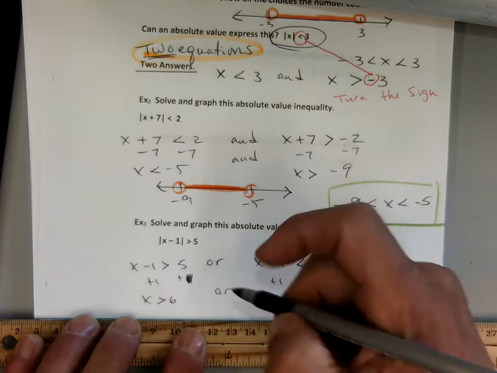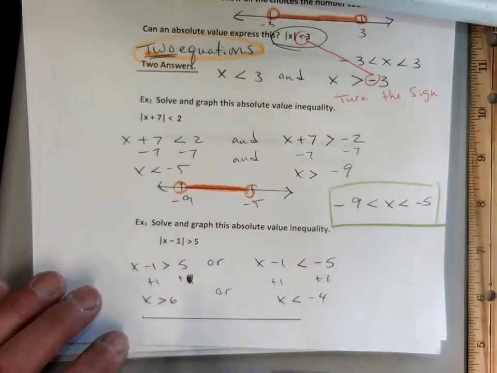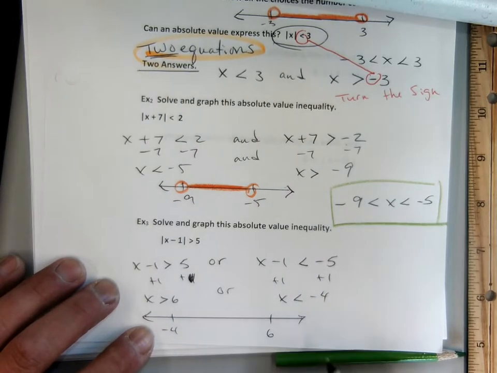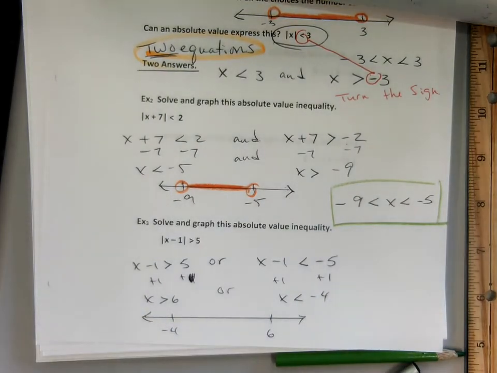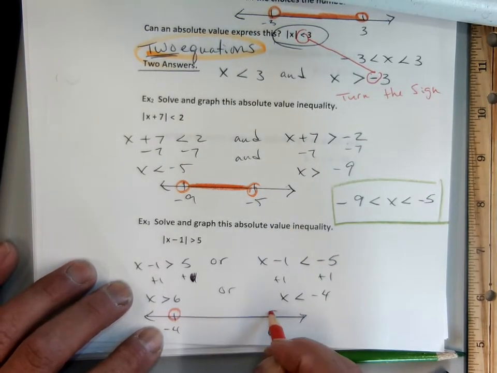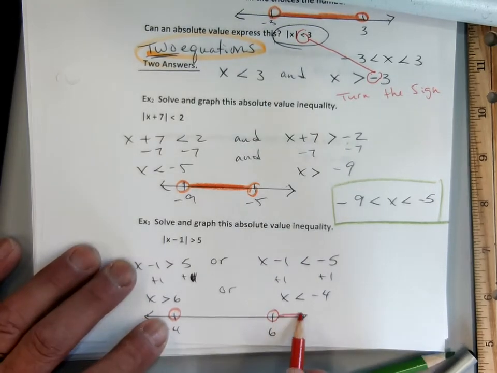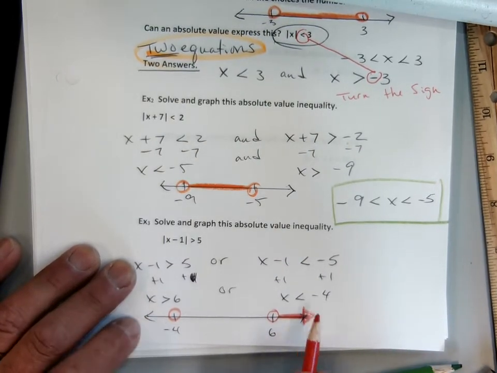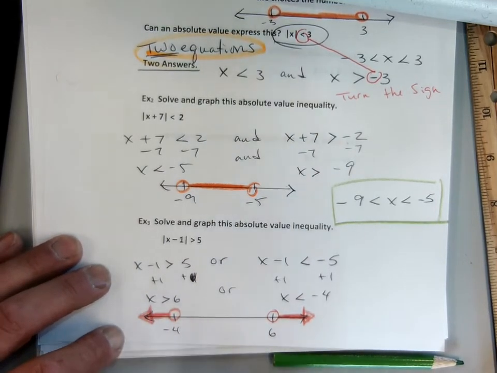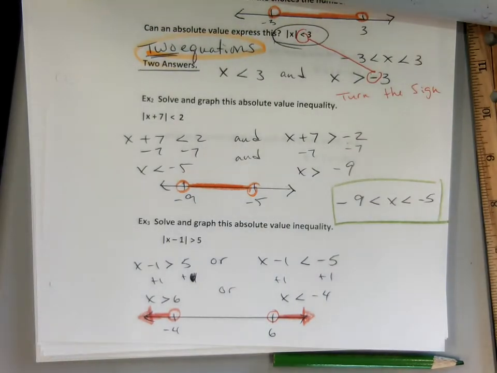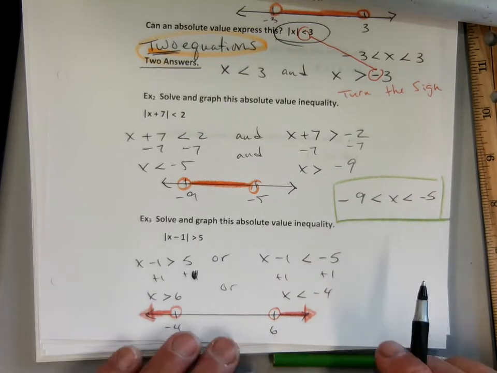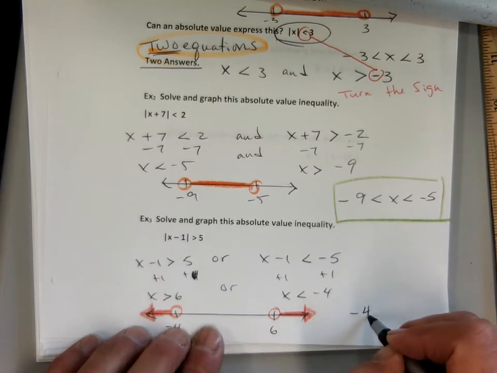Put this on a number line. Helps give me a visual of what's going on. Negative 4, 6. I'm going to have an open circle on both because I don't see an equal sign. I have greater than 6, that way. I have less than negative 4, which is that way. Okay. If I want to write it as a single compound inequality, I'm going to go to negative 4.